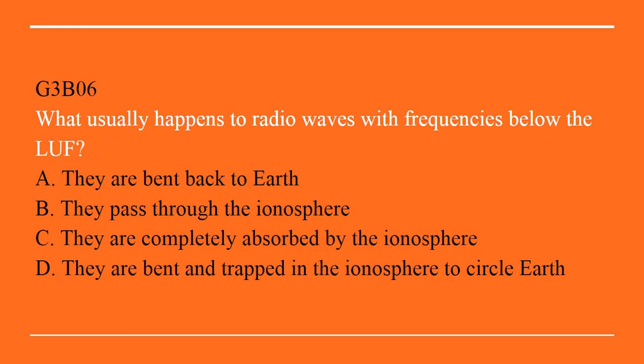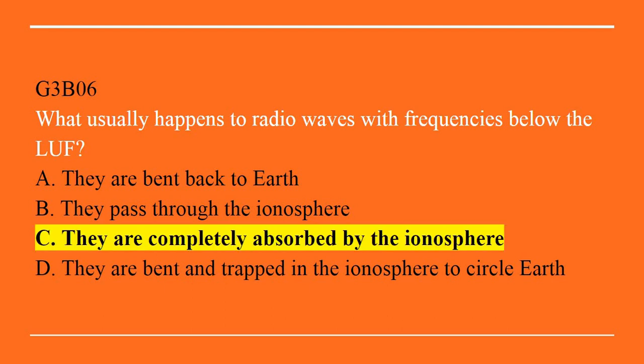G3B06. What usually happens to radio waves with frequencies below the lowest usable frequency? A. They are bent back to Earth. B. They pass through the ionosphere. C. They are completely absorbed by the ionosphere. Or D. They are bent and trapped in the ionosphere to circle Earth. Correct answer C. They are completely absorbed by the ionosphere.